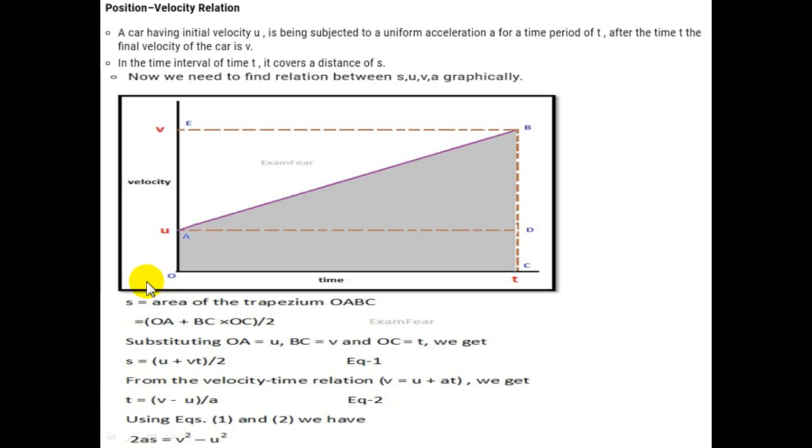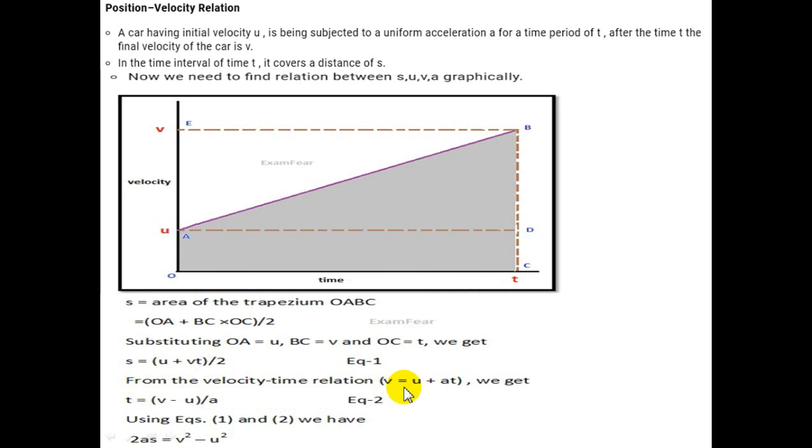When you write this formula, you just have to put in every value. For example, OA is U, and BC is nothing but the final velocity, and OC is equal to T. So when you put all the values over here, you will get the first equation: S is equal to U plus V into T by half.